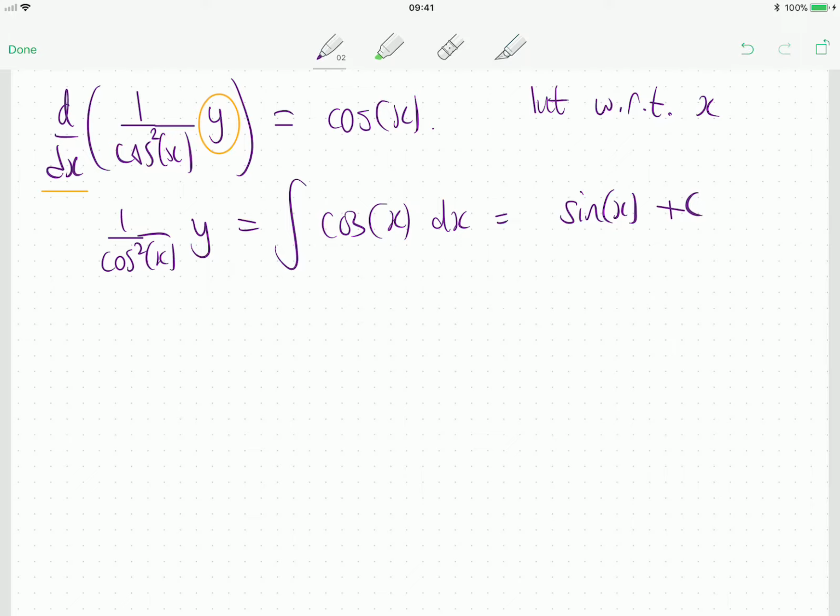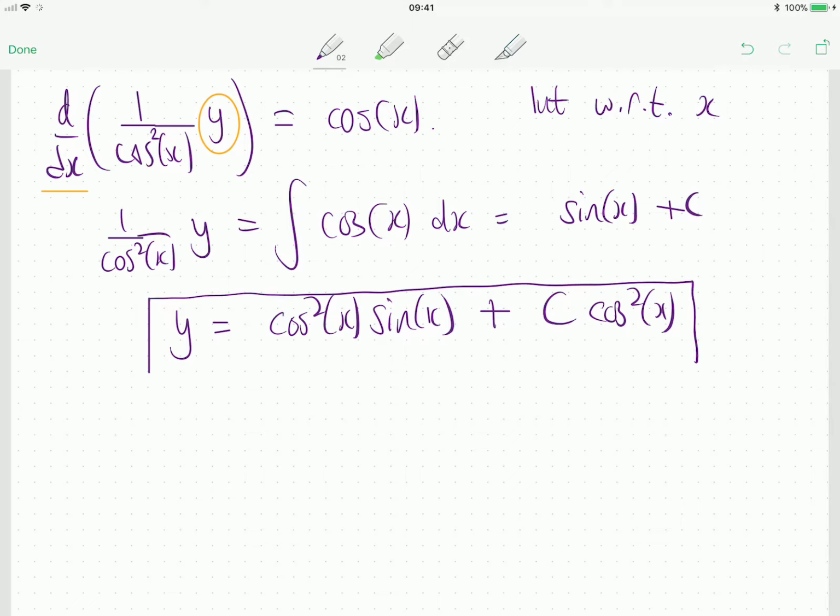Okay, now to get y on its own, times through by cos squared, we have cos squared x sin x plus c times cos squared x. And this is our solution. So there you go, another example, quite a tough one actually, of solving a differential equation using the integrating factor and quite a bit of knowledge of trigonometry and integration and a few other things along the way.